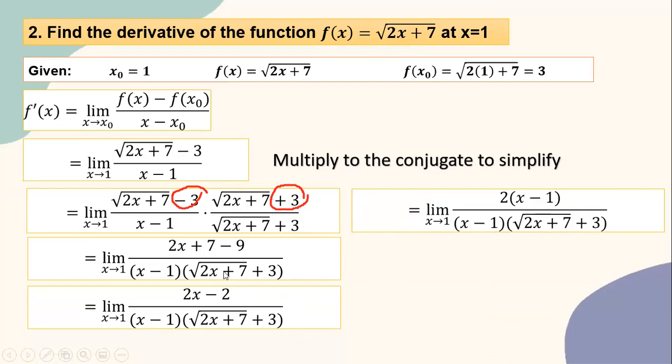Then, para ma-cancel natin si x minus 1 sa baba, so we factor out 2 sa numerator. That goes 2 times x minus 1 over x minus 1 times square root of 2x plus 7 plus 3. So we can cancel this out. So ang matitira na lang ay si 2 over square root of 2x plus 7 plus 3.